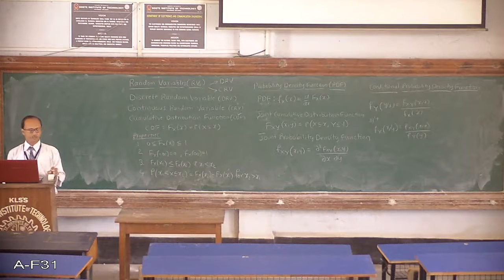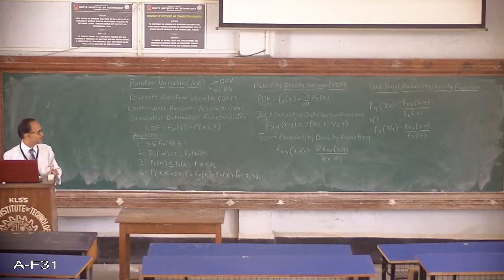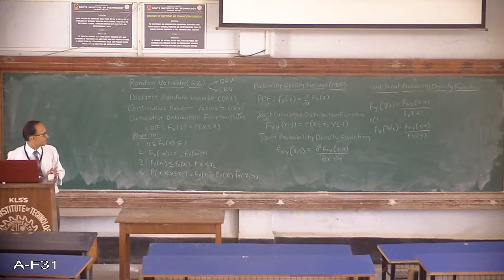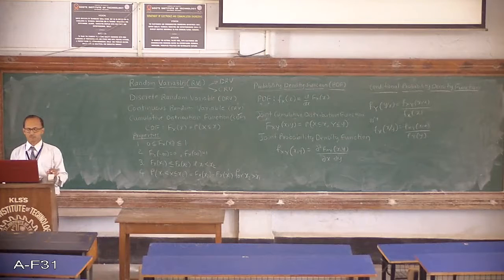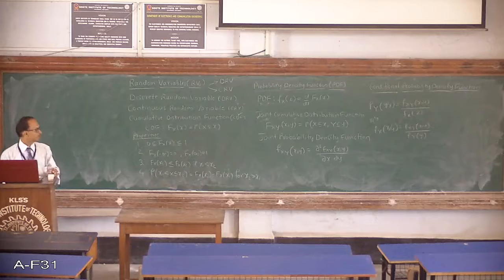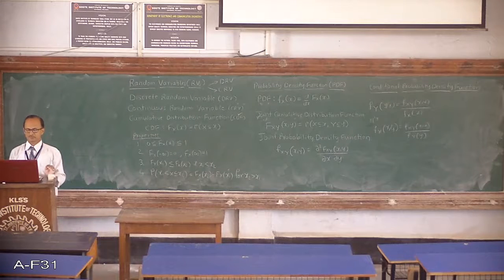Where this fx of x is called the marginal density of random variable x. Similarly, we can represent fx of x slash y is equal to fxy of x, y divided by fy of y. This is how we can define conditional probability density functions.